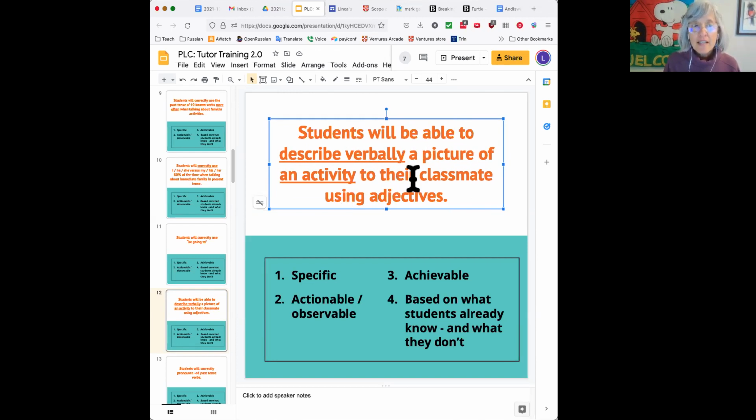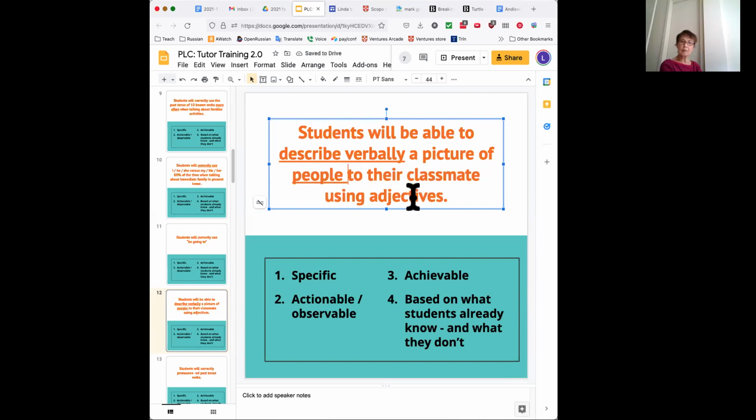But this goes back to what we were talking about earlier, number 4, based on what students already know and what they don't. So if we've been working on adjectives about people, we would be doing a picture of people, using adjectives. Known.